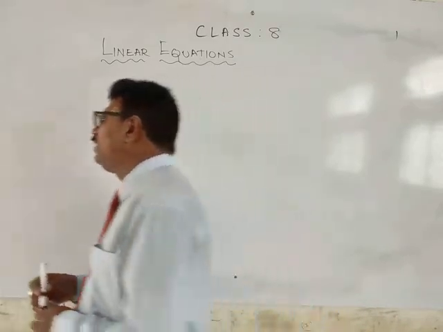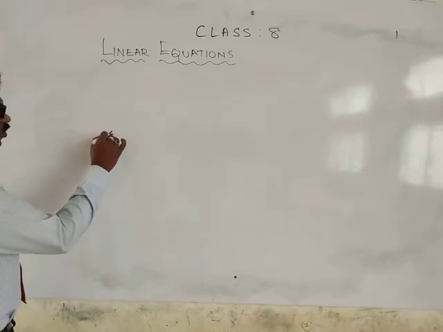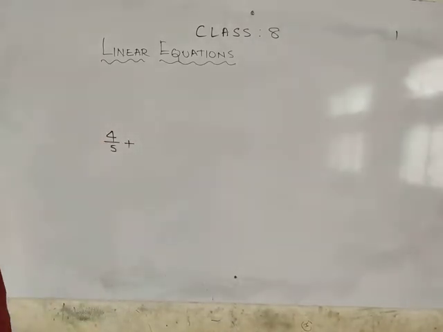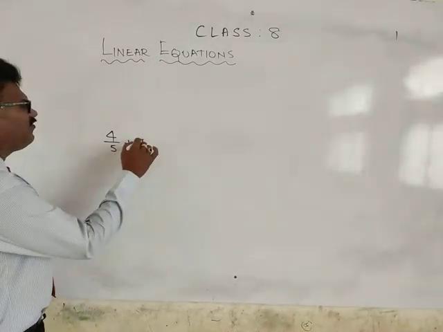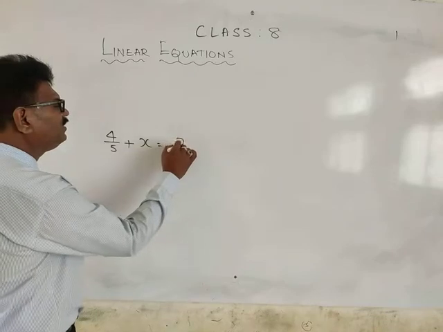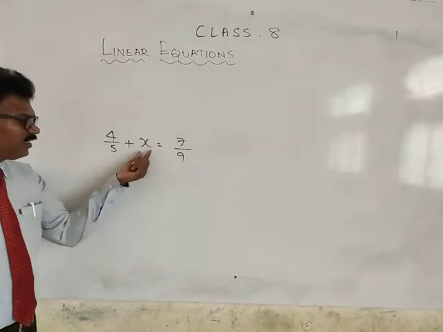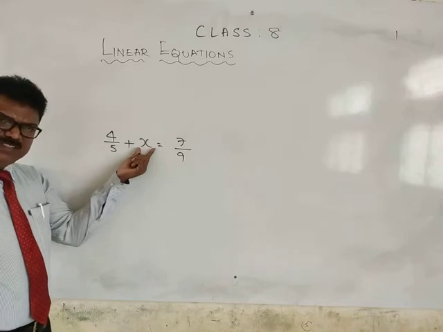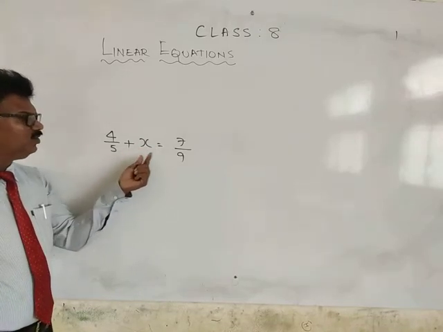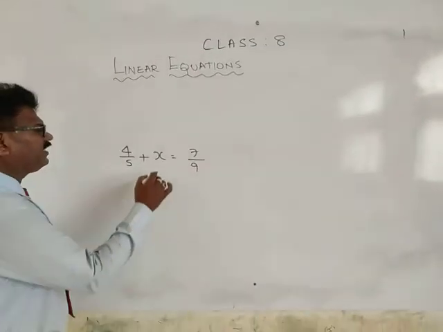See, for example: what must be added to 4 by 5? So let it be x, to give 7 by 9. What must be added means x added to 4 by 5 to give 7 by 9. So we have to find out the value of x.